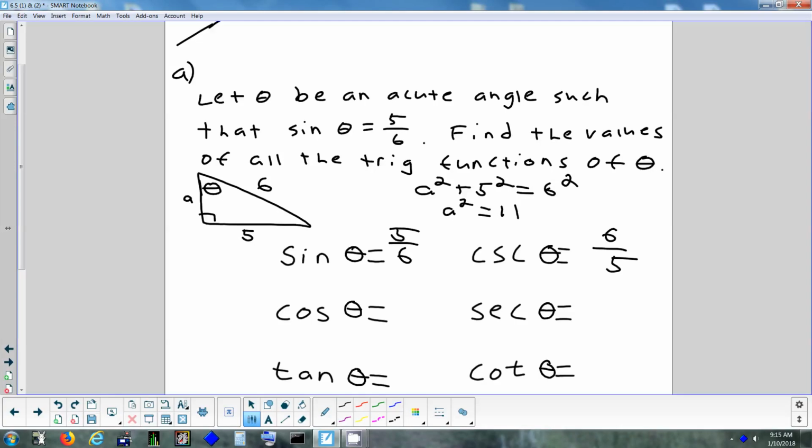So that means A would be, how do we get rid of the square? Yep, take the square root. So I'm going to call it square root of 11. Generally, when you do these kinds of problems where you're finding trig ratios, you don't do any decimals. Okay. So now let's go through and do our cosine. Jane, what would my cosine be? Square root of 11 over 6.